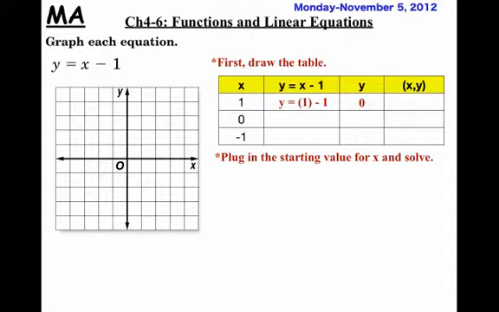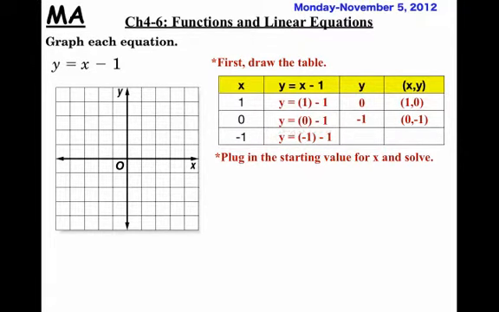So you get y equals 1 minus 1. Y will equal 0. Now you have your xy value, 1 and 0. Next one, you plug in 0 for x. So y equals 0 minus 1, which means y equals negative 1. Now you have your 0 and negative 1 for your xy value.